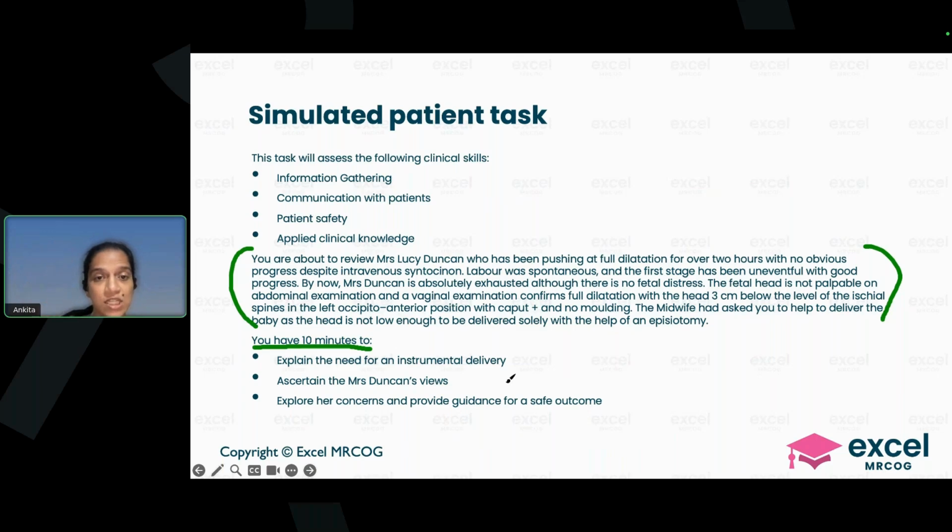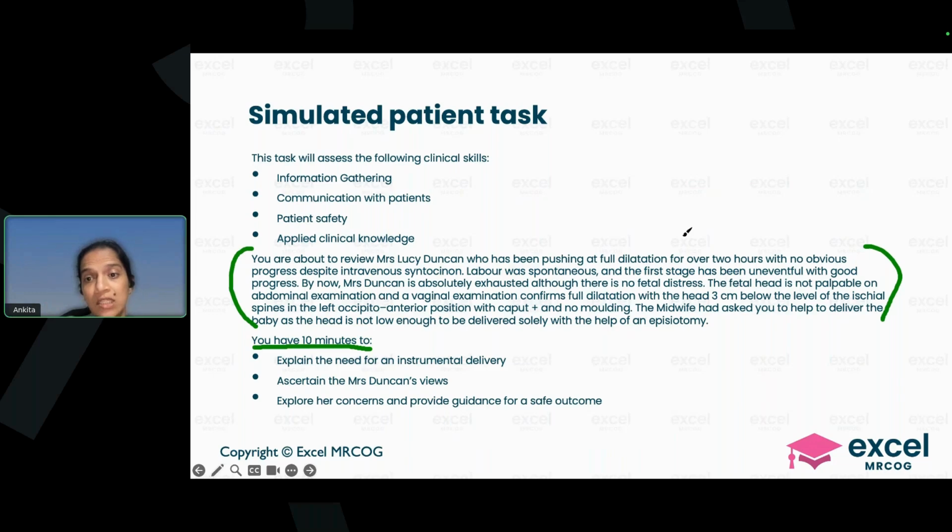Okay, the situation here, if you can see, you are about to review Mrs. Lucy, who has been pushing at full dilatation for over 2 hours with no obvious progress despite intravenous syntocinon. Labor was spontaneous and the first stage has been uneventful with good progress. By now, Mrs. Duncan is absolutely exhausted, although there is no fetal distress. So now you know it's been 2 hours and she's exhausted. An indication of an instrumental delivery would be that she's exhausted.